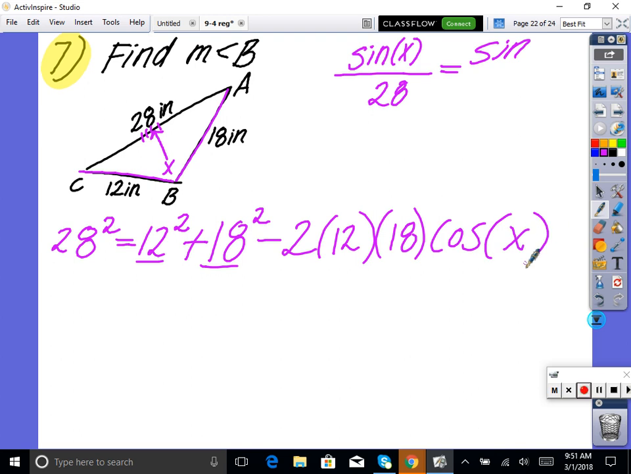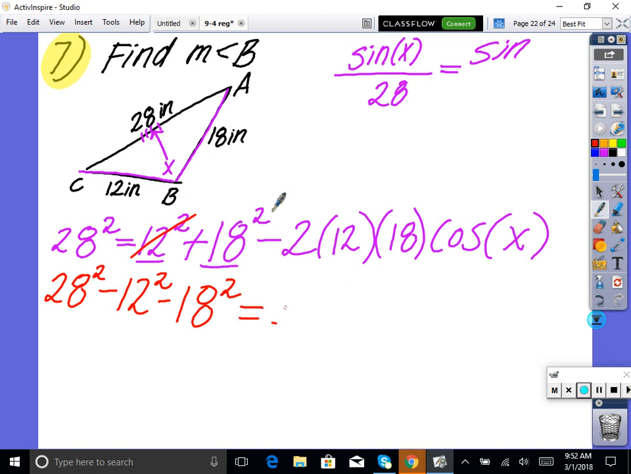So now here's the algebra. We've got to be really smart and careful because a lot of people make little algebra mistakes. So everybody, we're trying to get x alone. What undoes addition? Subtraction. So can't we subtract 12 squared over? Yeah? So we would have 28 squared minus 12 squared. Get rid of that. Now, plus 18 squared. Can't we subtract 18 squared over? Okay. Minus 18 squared. Now, careful.